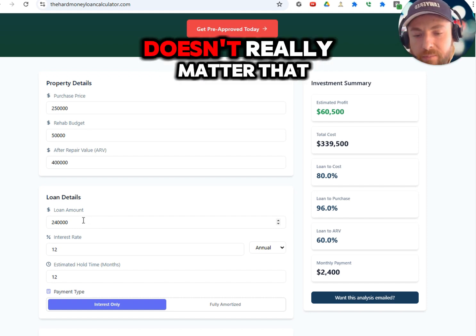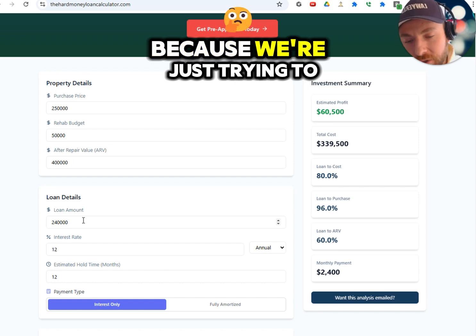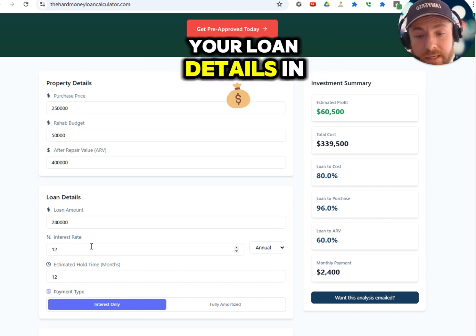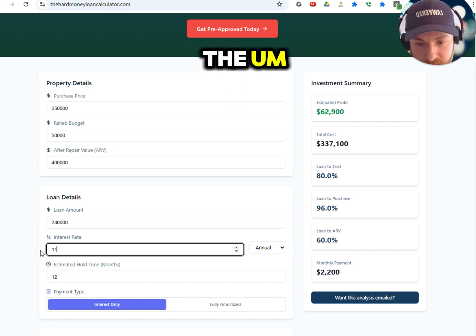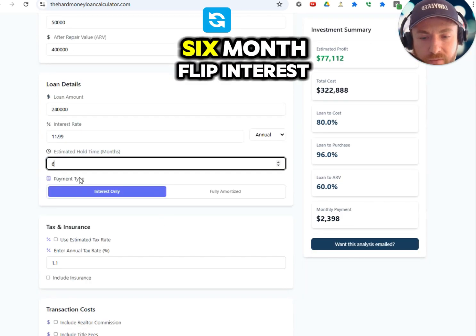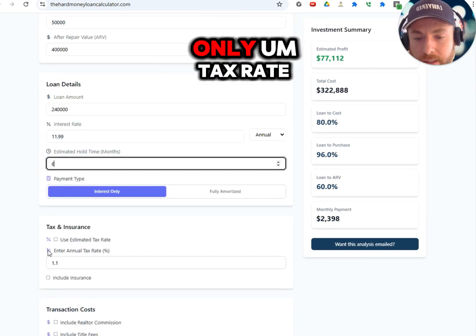The loan amount doesn't really matter that much for the purposes of this because we're just trying to show you, like kind of running you through this, but you should put your loan details in the app. Let's see, you did a 6-month flip, interest only, tax rate.